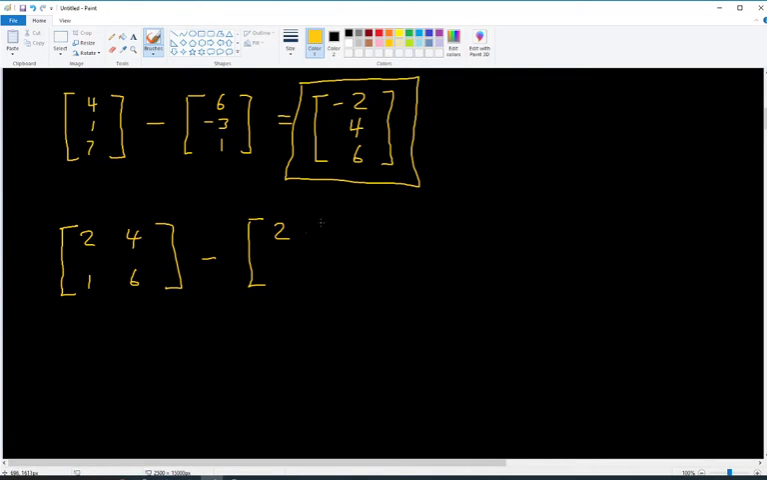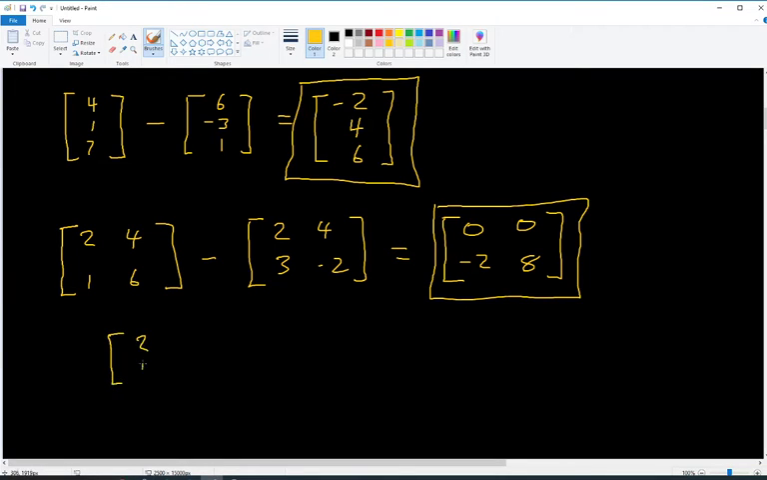So let's take a look at subtraction like this. 2 minus 2 is 0. 4 minus 4 is also 0. 1 take away 3 is negative 2. 6 take away a negative 2, so 6 minus negative 2. Minus a negative again is positive, so 6 plus 2 is 8. And that's that.